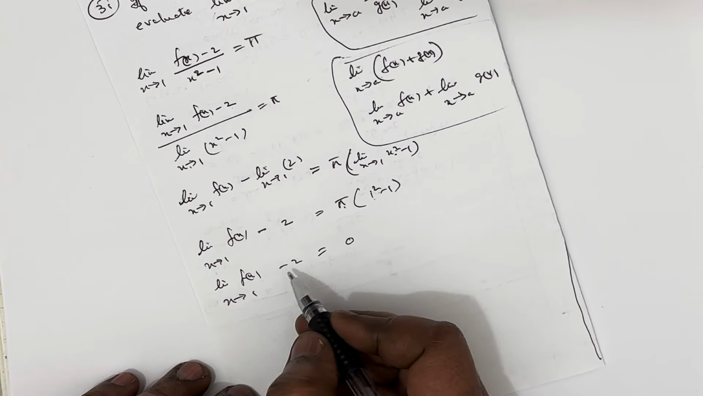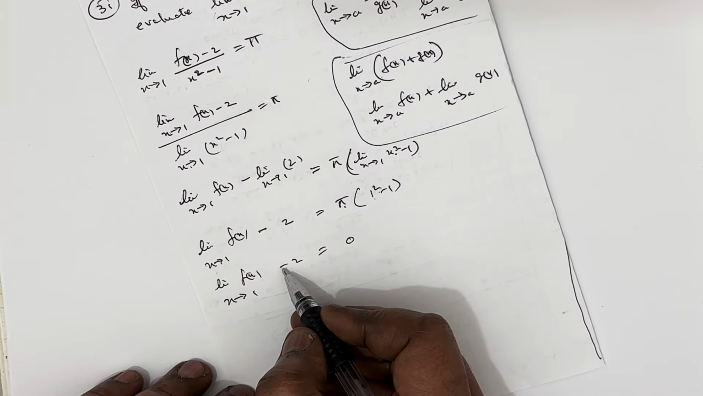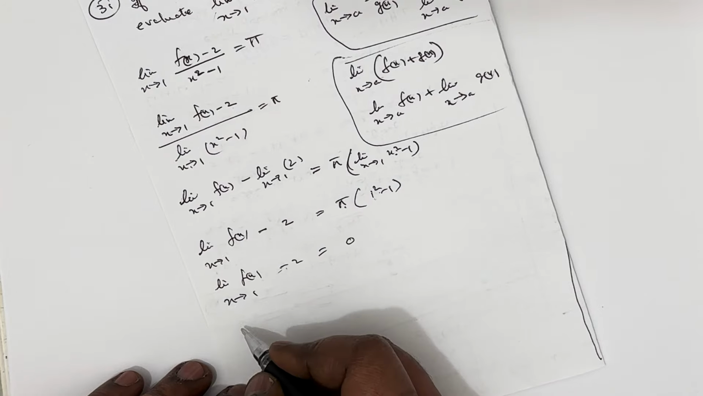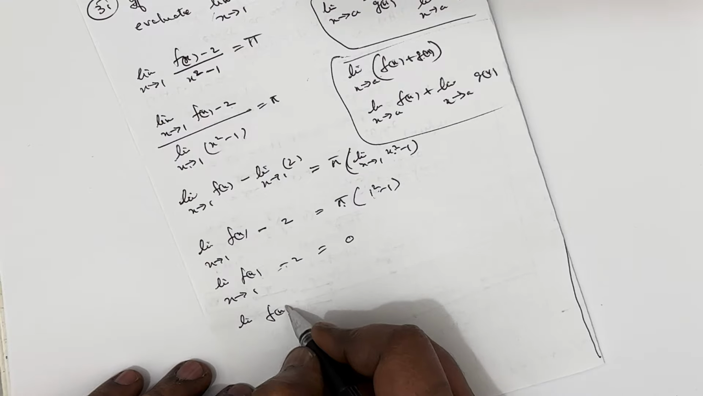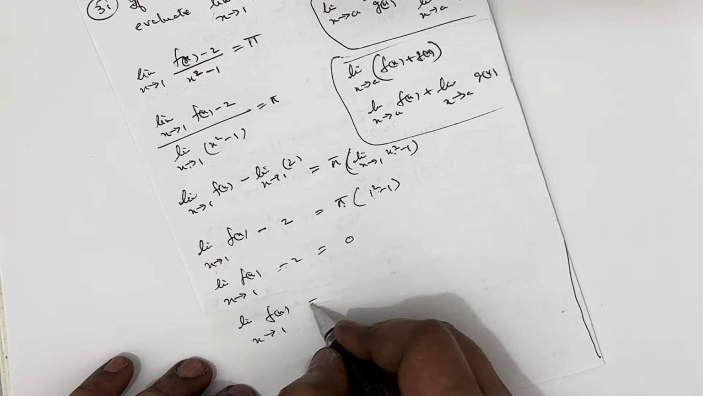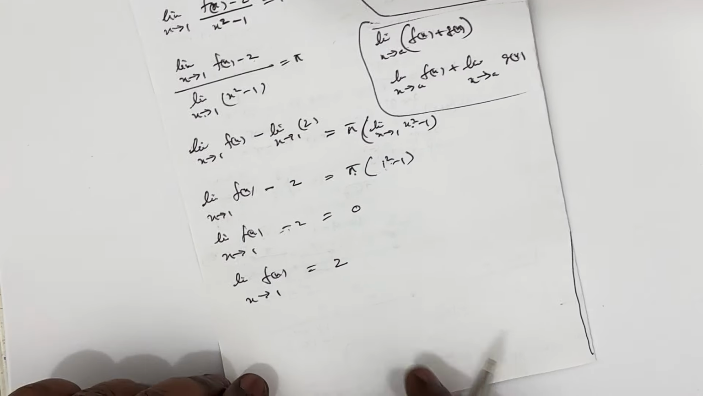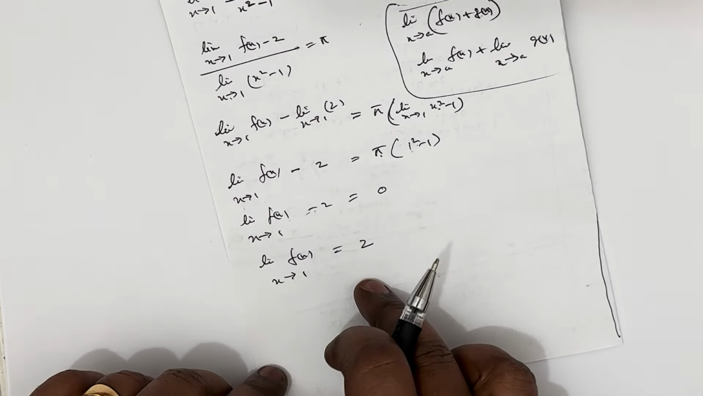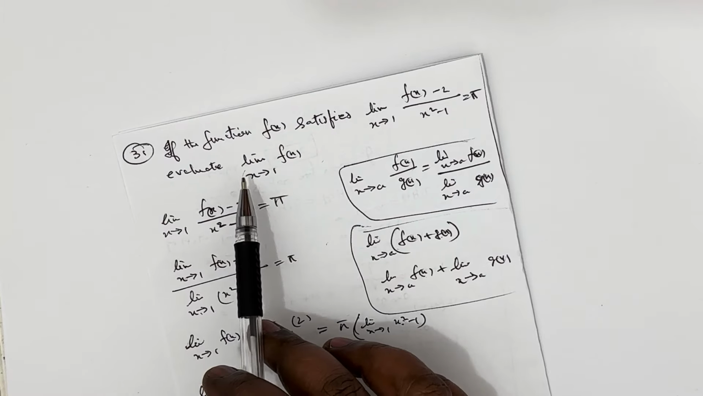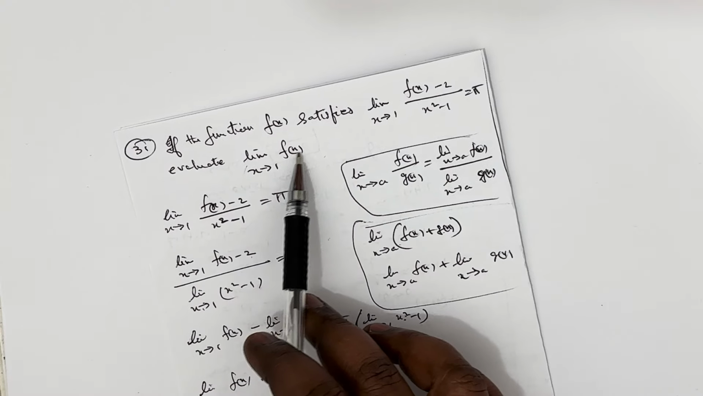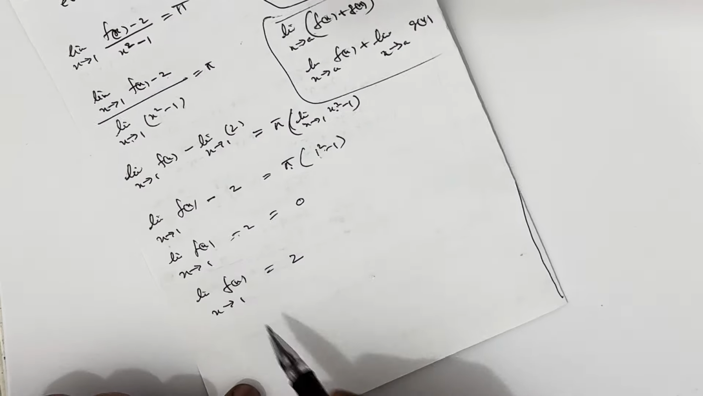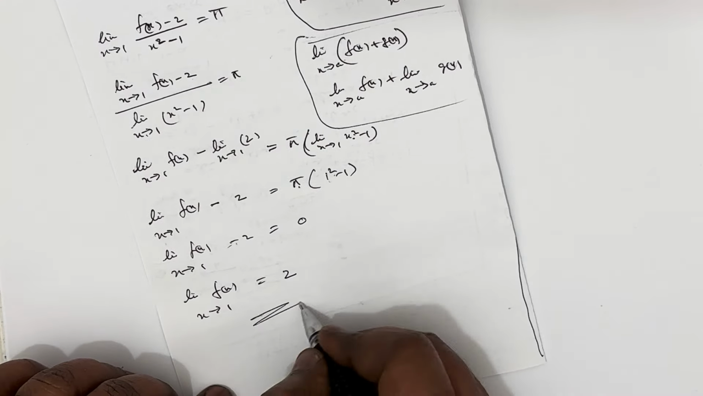Now let's take the minus 2 to the other side. It becomes limit f of x as x approaches 1 equal to 2. So that's it. This is the value of the limit f of x as x approaches 1. That's it. This is the answer.